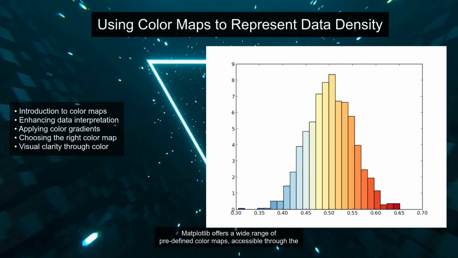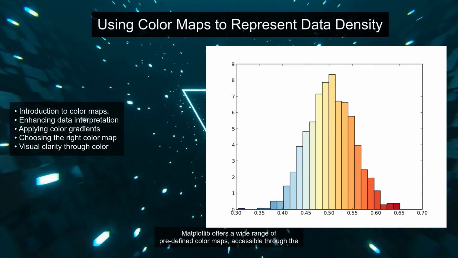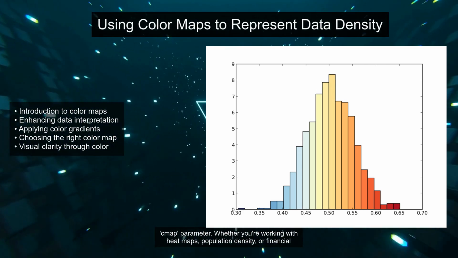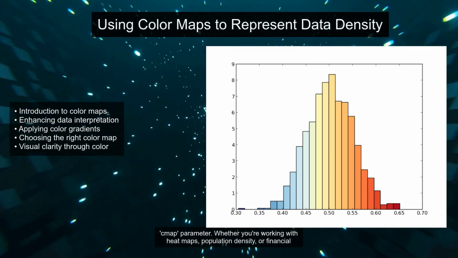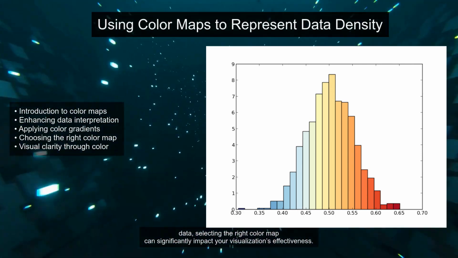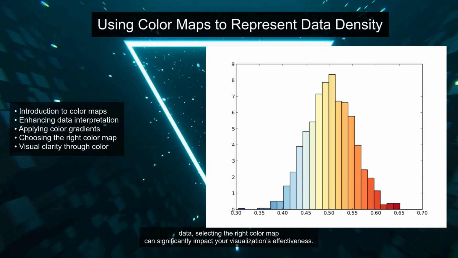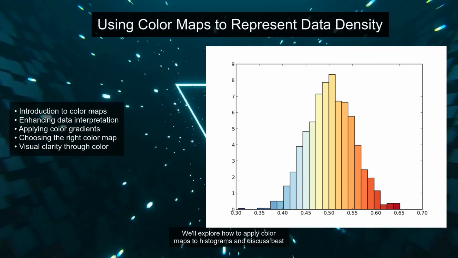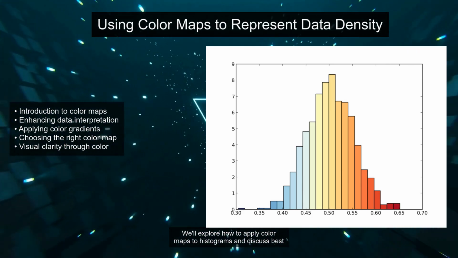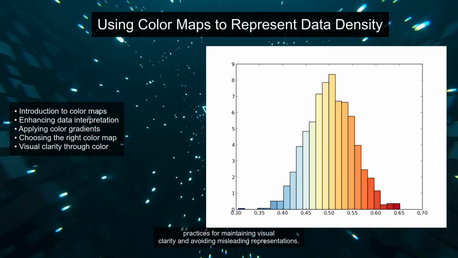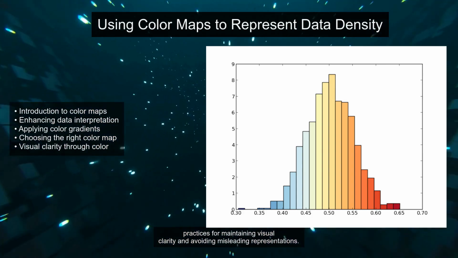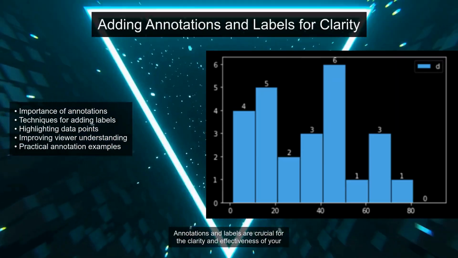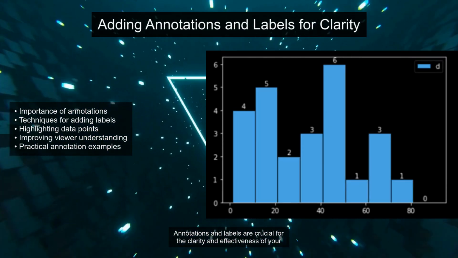Matplotlib offers a wide range of predefined color maps, accessible through the cmap parameter. Whether you're working with heat maps, population density, or financial data, selecting the right color map can significantly impact your visualization's effectiveness. We'll explore how to apply color maps to histograms and discuss best practices for maintaining visual clarity and avoiding misleading representations.